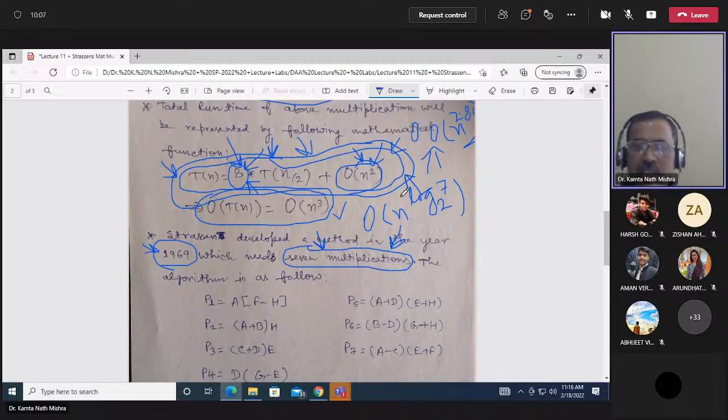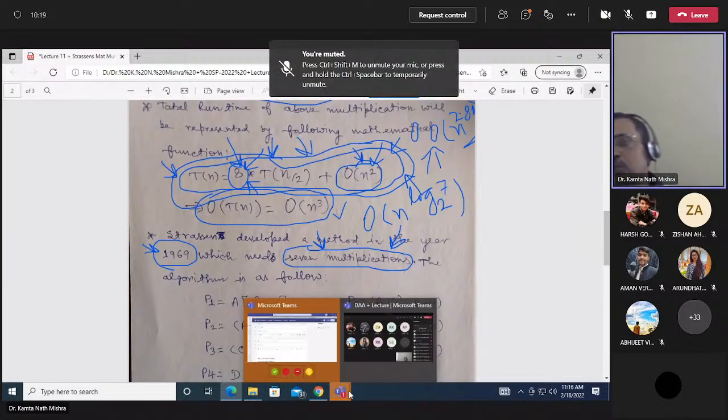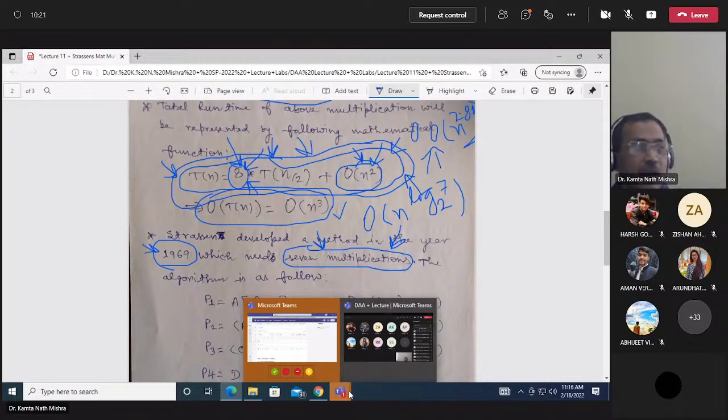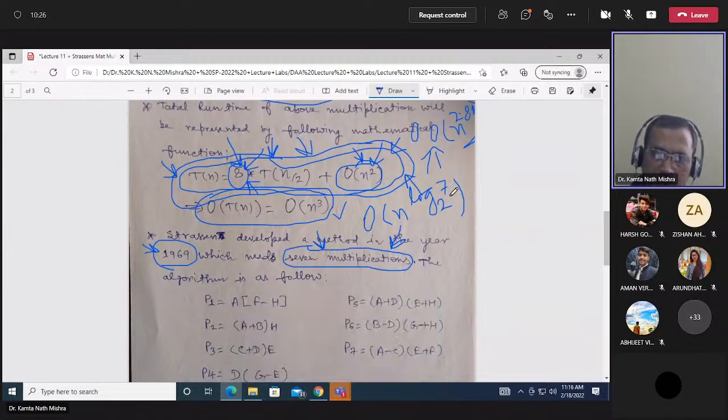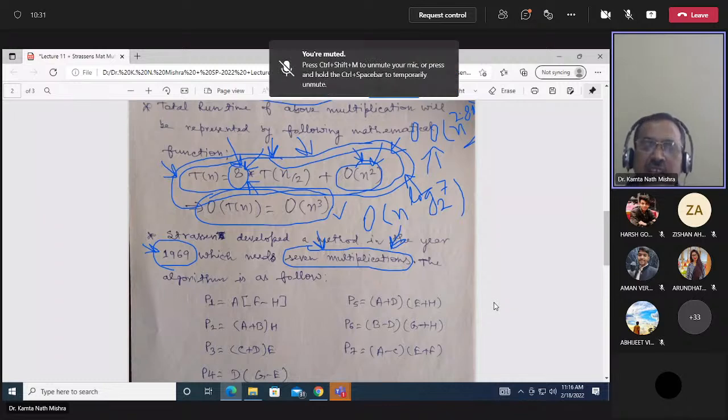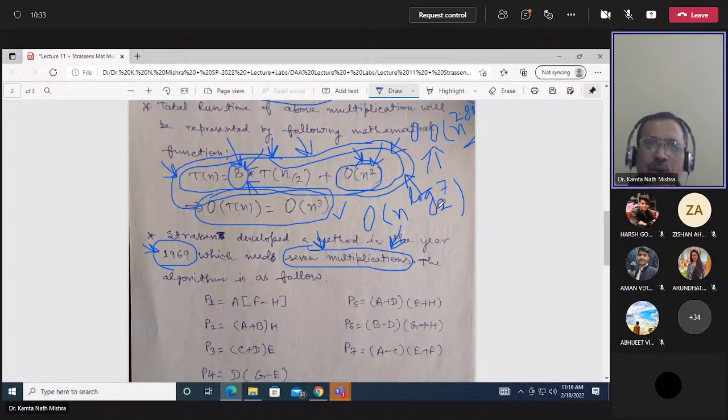So this is the order of Strassen's matrix multiplication. In Strassen's case, you are getting big O of n power 2.81, and brute force was giving big O of n power 3. So definitely n power 2.81 is lesser than n power 3. It means that Strassen matrix multiplication is better.